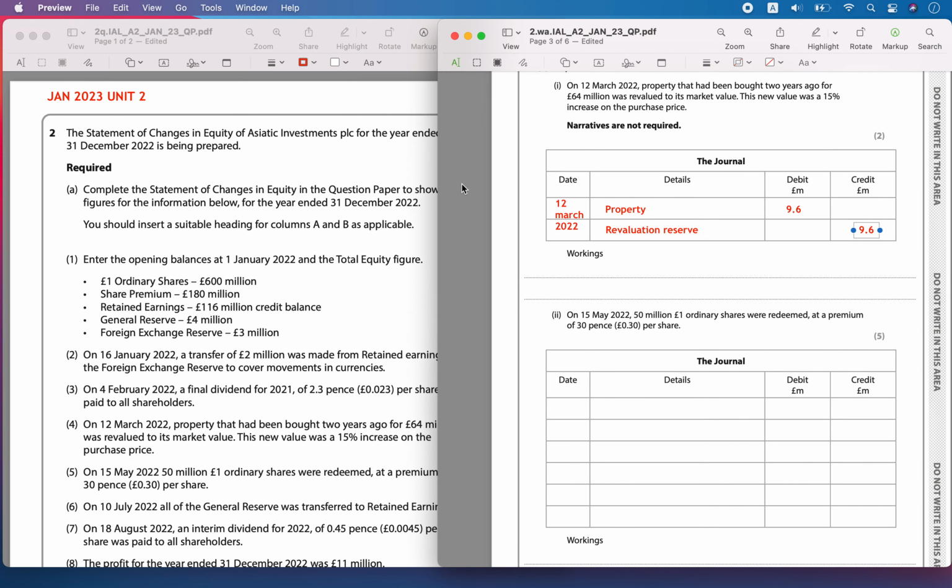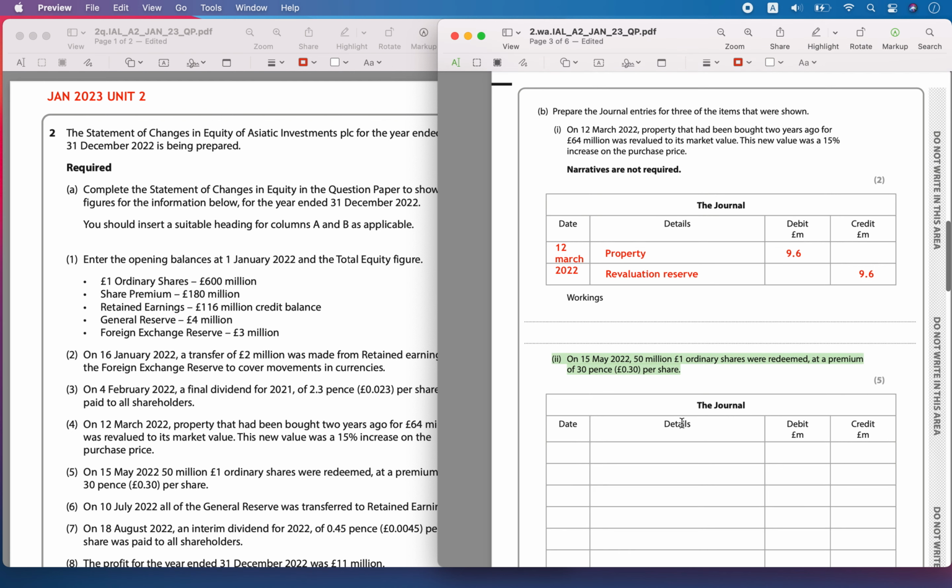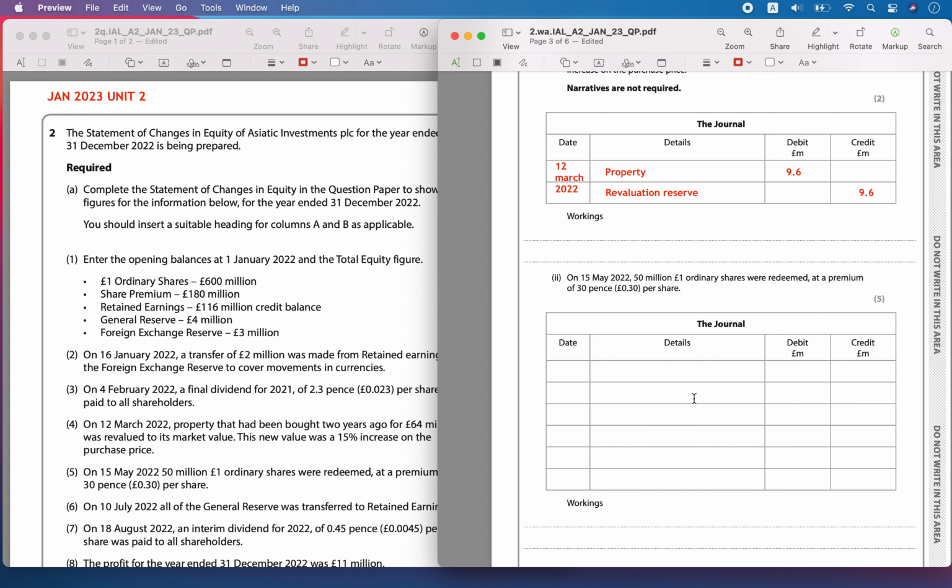Hello, today we are solving Jan 2023 Unit 2 question number 2 part B, and the subpart is part 2. Okay, so the redemption reserve journal entry has been asked here. On 15th May 2022, 50 million £1 ordinary shares were redeemed at a premium of 30 pence per share. So we have to make a journal entry for the same, for the redemption reserves.